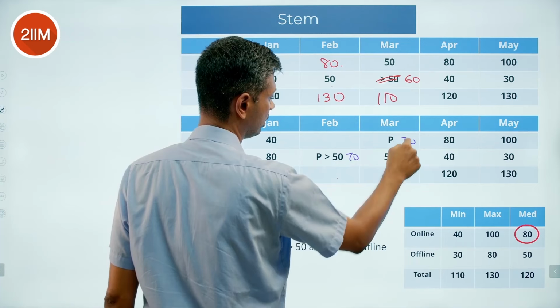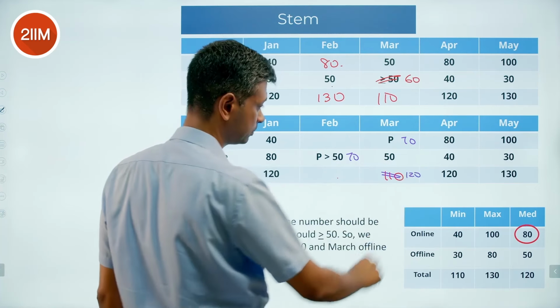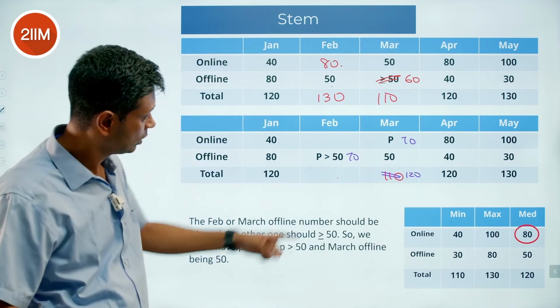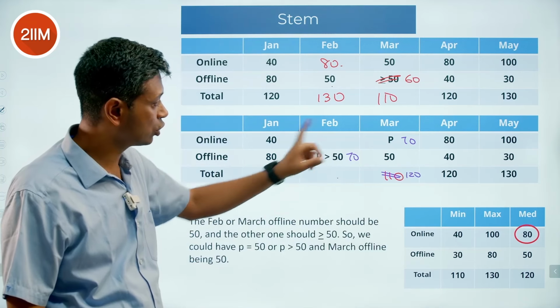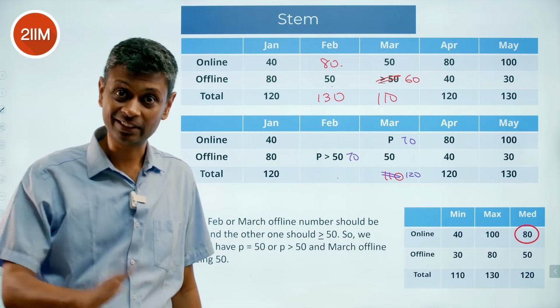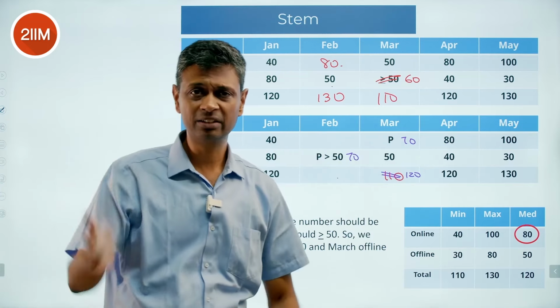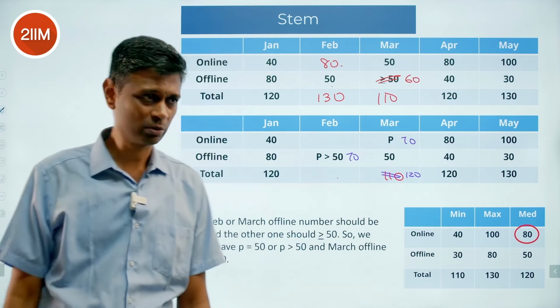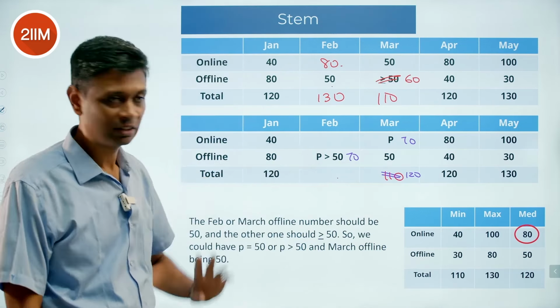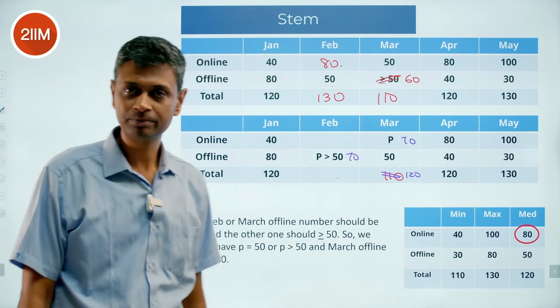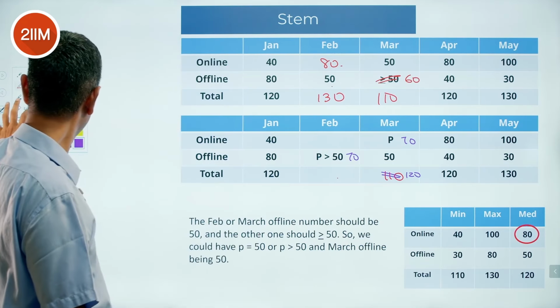I mean this will be 70, 70 plus 50 is 120. This should be maximum 130, this should be 60 or lesser. If you put a 60, 40, 60, 70, 80, 100, not possible. Not possible. And so this number cannot be more than 80. And so now I'm getting somewhere.